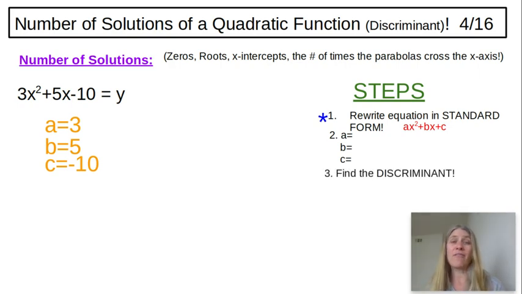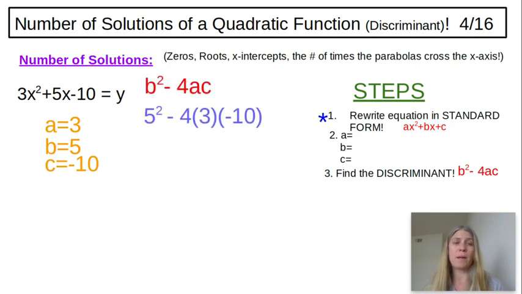Now, we're going to go ahead and find the discriminant. Now, remember, our discriminant is b squared minus 4ac. It's the part of the quadratic formula that's underneath the square root. So we're going to go ahead and plug in a, b, and c into this formula. So our b squared becomes 5 squared minus 4 times 3 times negative 10.